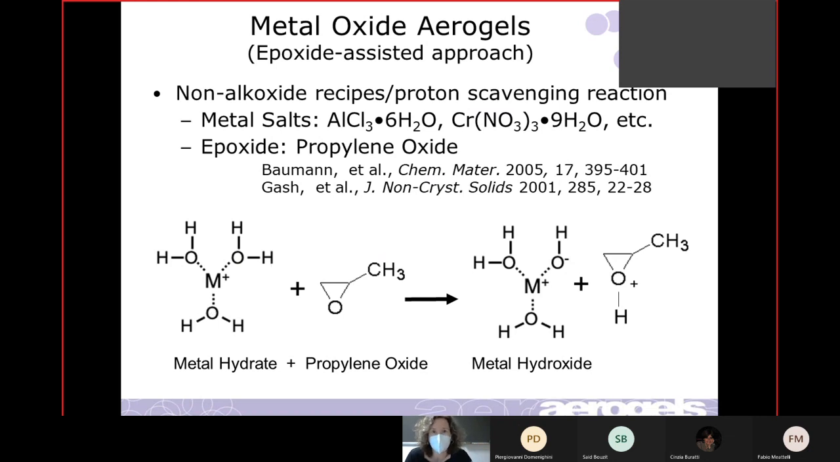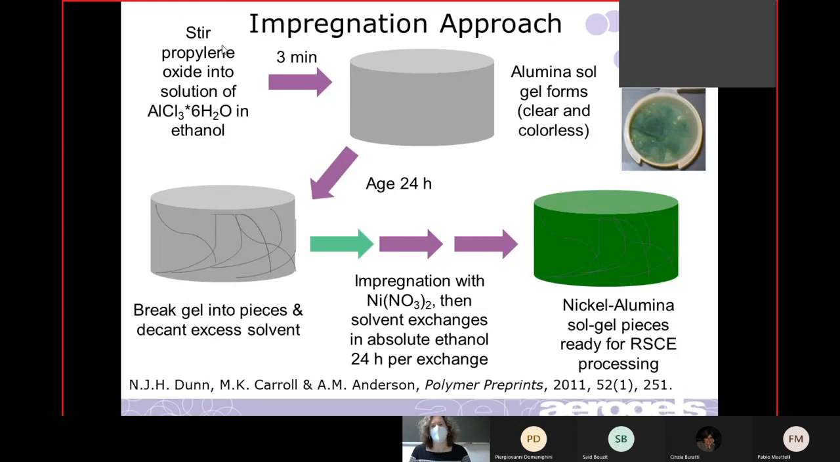We have propylene oxide, which scavenges some of the protons, the H pluses, leaving us with, in this case, an aluminum oxygen hydrogen link here, which can then form condensation reactions so that we get an aluminum to oxygen bond. And when we do that here, when we stir propylene oxide into a solution of the salt, typically gelation occurs. So hydrolysis and condensation occurs within 3 minutes or so to make a gel. Now, the alumina gel is clear and colorless.